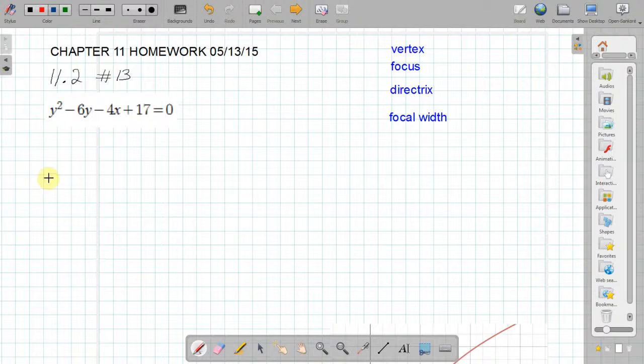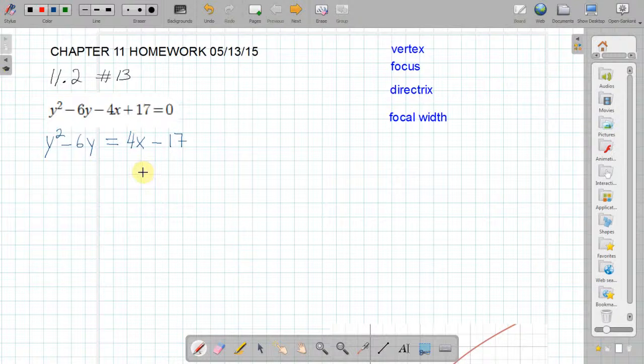All right, so let's graph this and find those items. The first thing we need to do is leave the variable that has the square on the left-hand side and the rest on the right-hand side. The variable that has the square is y, so we leave y squared minus 6y on the left, and then we're going to move the 4x. It's negative, so now it's going to be positive. The 17 is positive, now it's going to be negative.